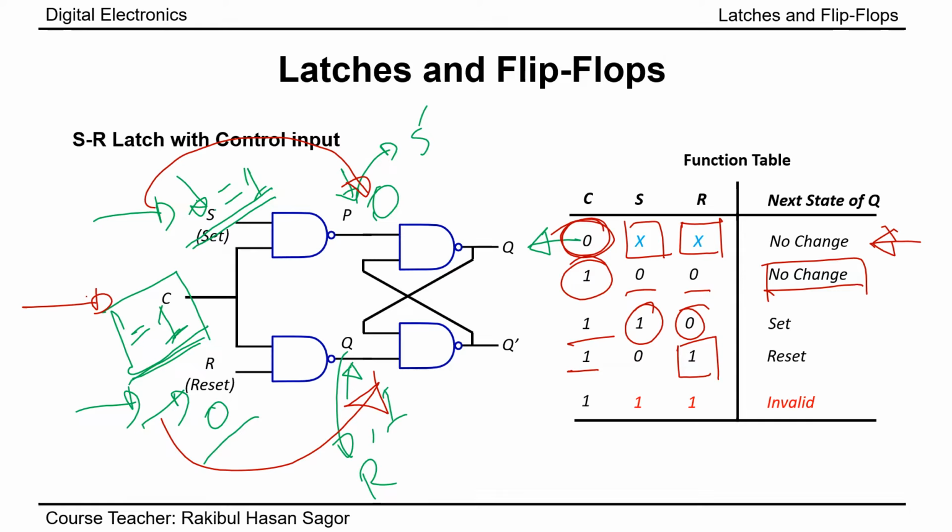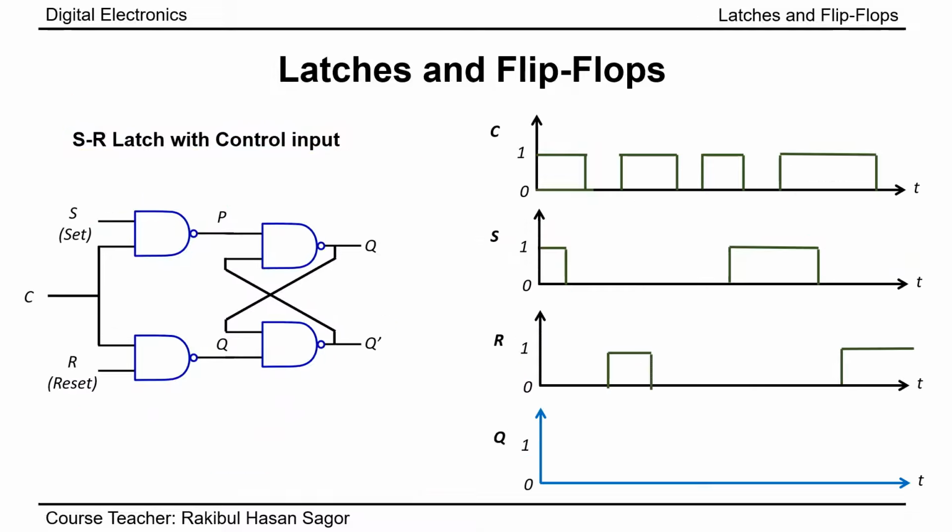So this control signal is playing a vital role for this type of latch. So this type of latch is named as SR latch with control input. Let's see a timeline diagram that will clarify your idea. Let's draw the timeline diagram for this latch.